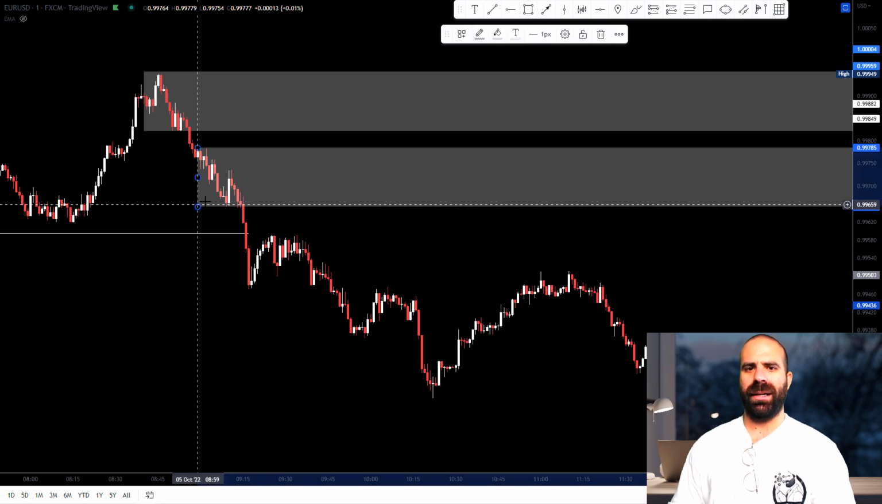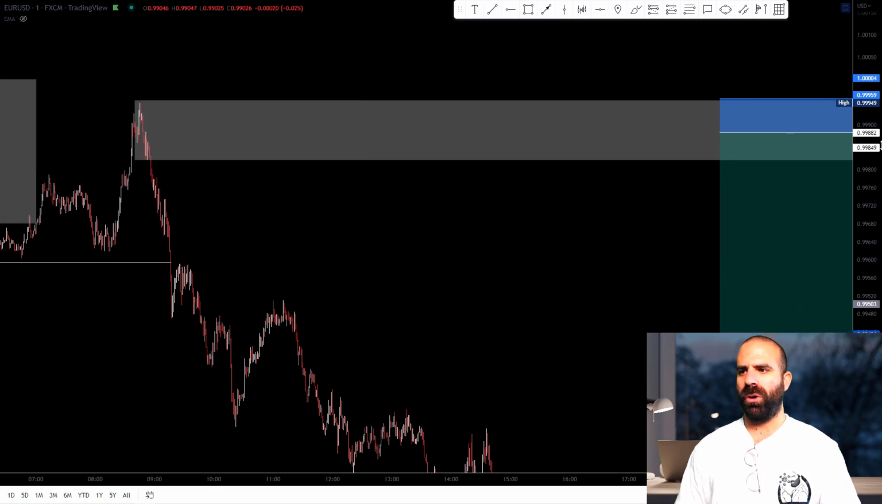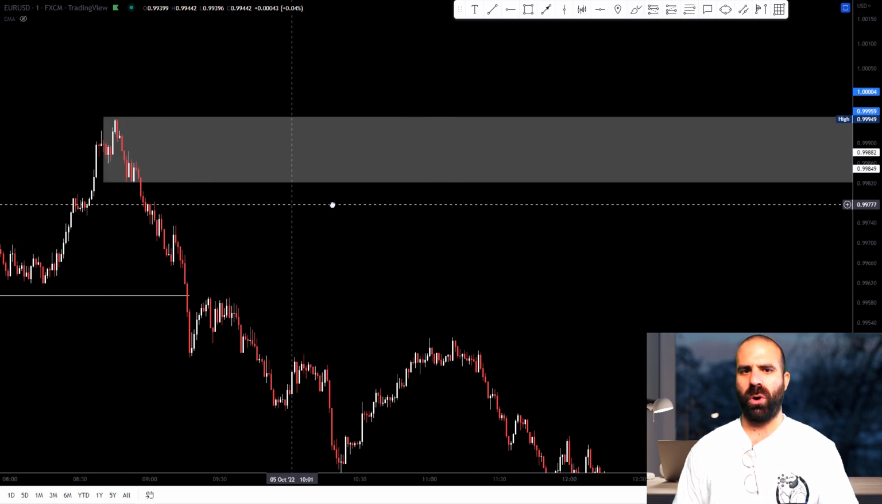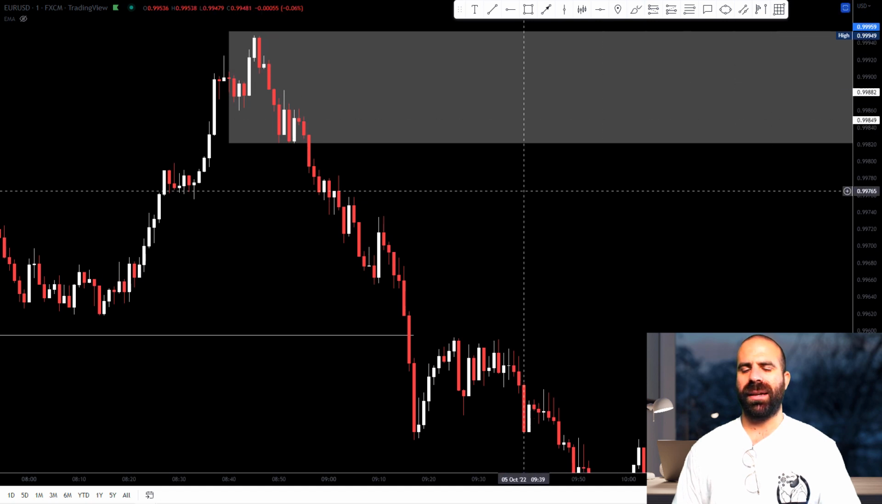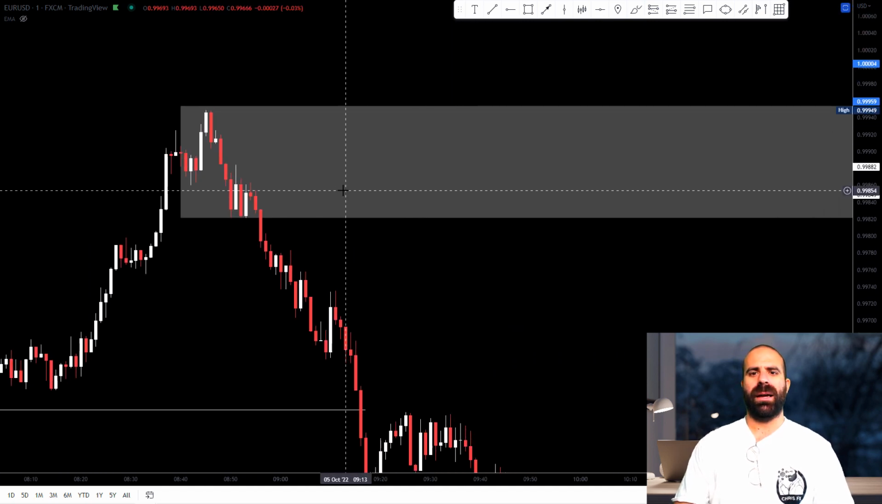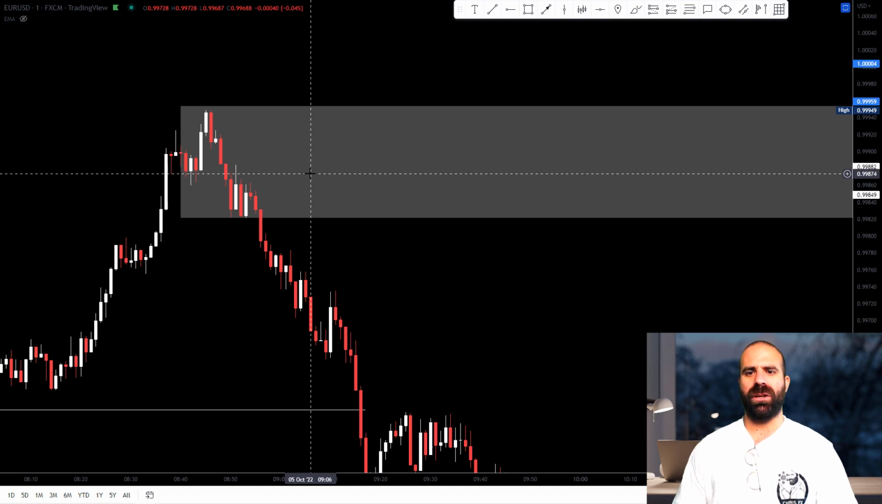For the moment, I'm gonna delete this one because I am only interested in this area right here at the beginning of the whole movement. Only this area I am interested in. I do not want to place a stop loss like that, a very big stop loss.